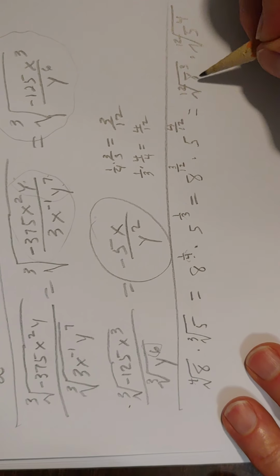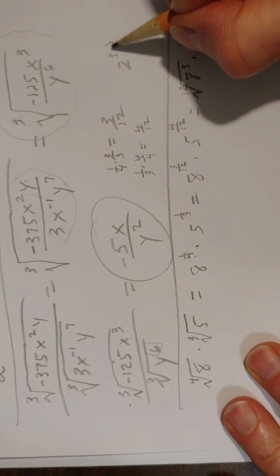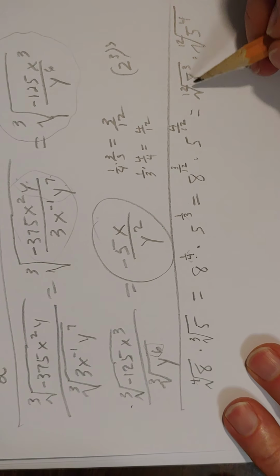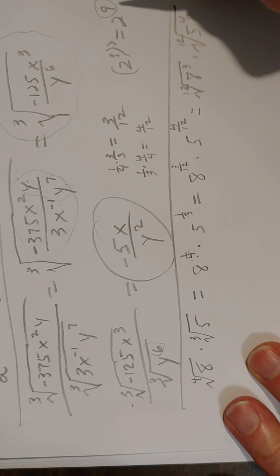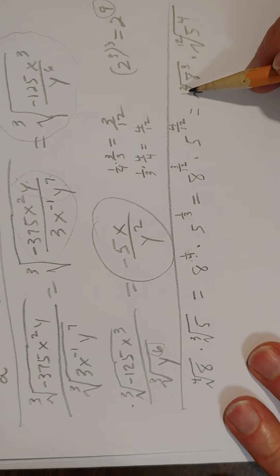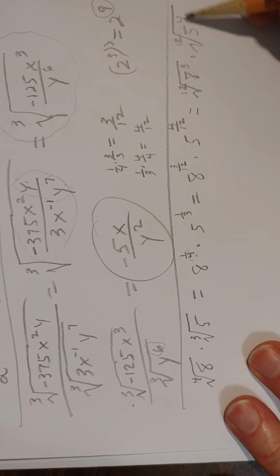Just a comment here, 8 is 2 cubed. So 8 cubed is 2 cubed cubed, or 2 to the 9th. Notice the exponent is 9. That's less than 12, which means this cannot be simplified. 5 to the 4th, 5 is prime. Notice the exponent is 4. That's less than 12.